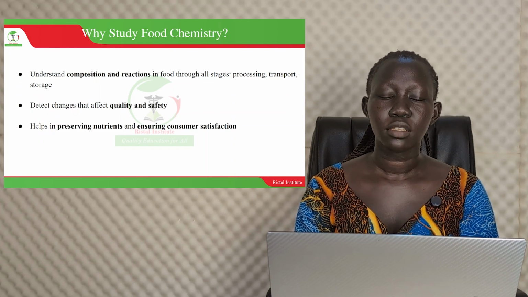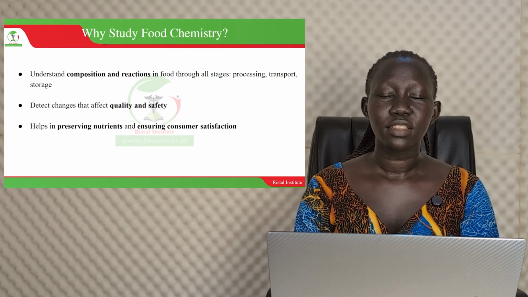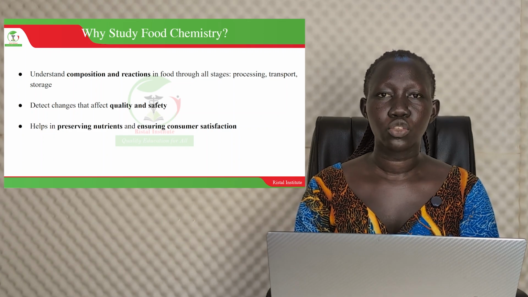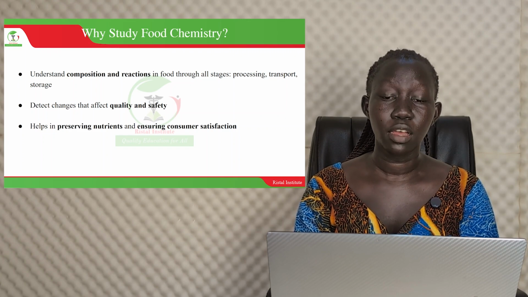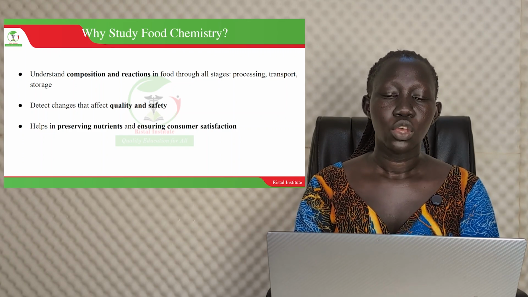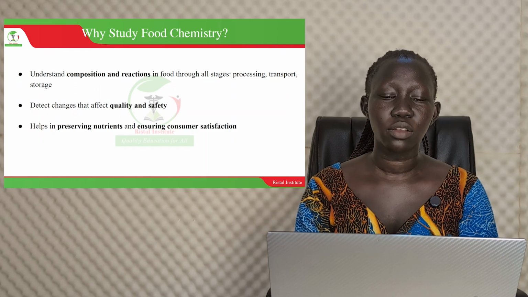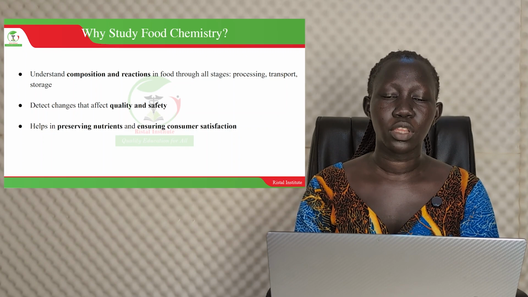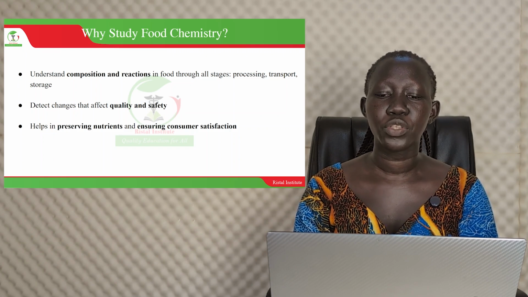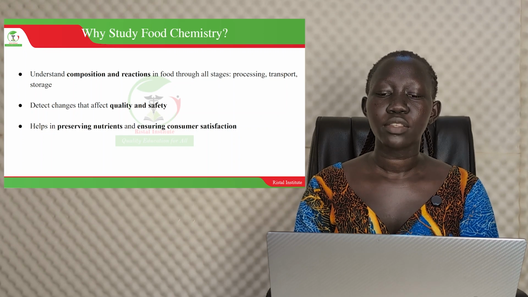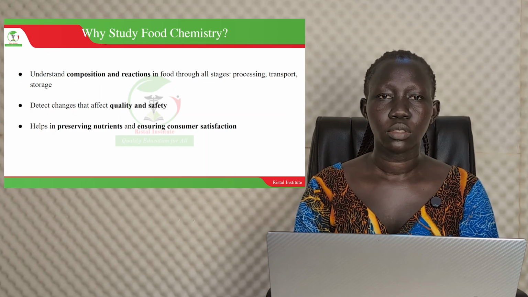It's very important as a food scientist, as a nutritionist, or as a food specialist to be able to know what food chemistry is and what some of the various composition reactions are that occur to these food substances, so that you may know how best to handle this food in order to achieve maximum quality and safety for the consumers. It also helps us to preserve nutrients and also ensures consumer satisfaction.